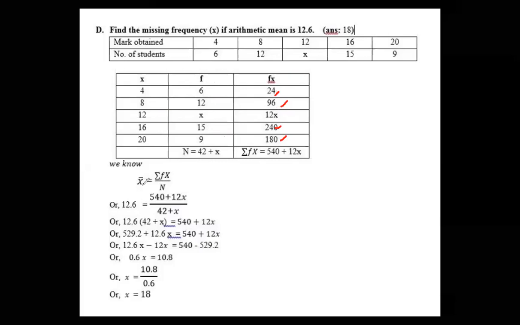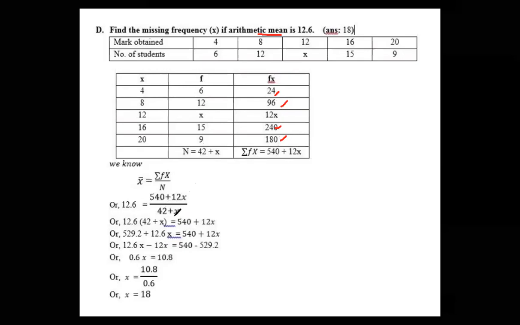So mean equals how much? If the mean is given, that means 12.6 is already given. If the frequency is missing, remember the value of mean will be given. So mean is 12.6. Summation fx is 540 plus 12x, divided by n. N is 42 plus x.